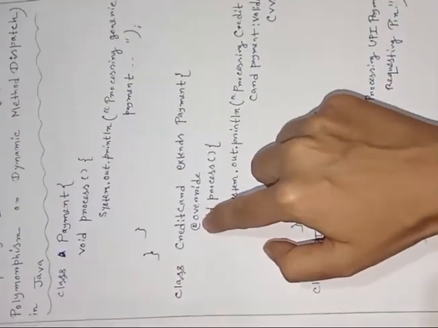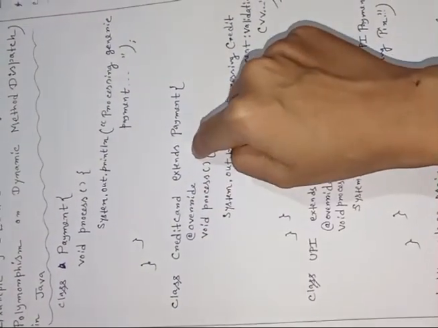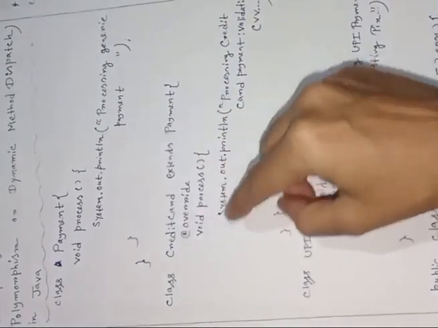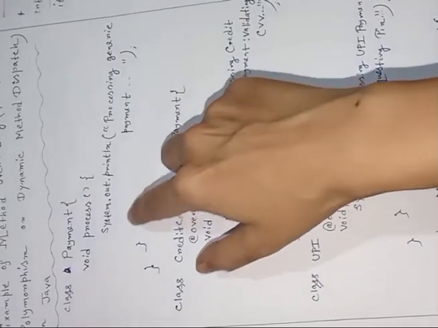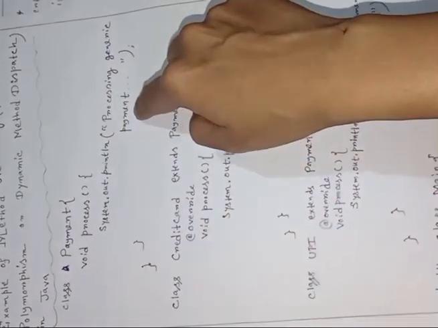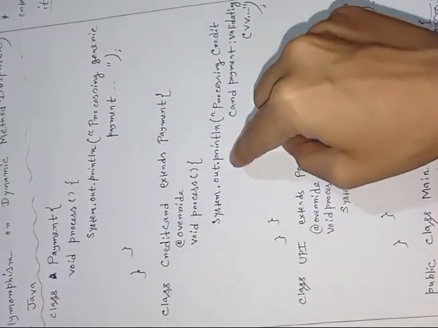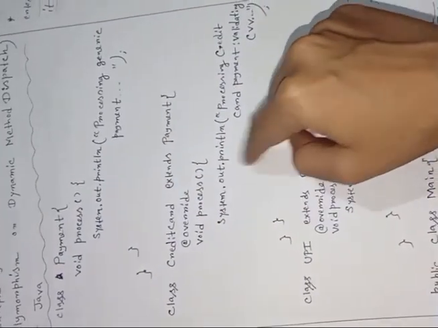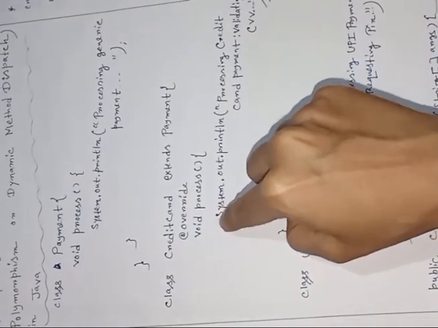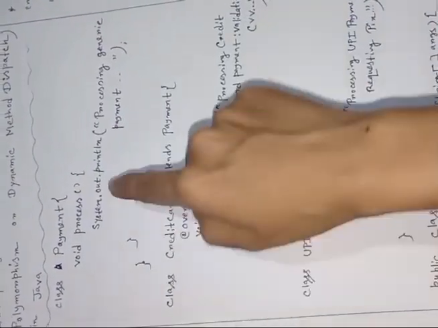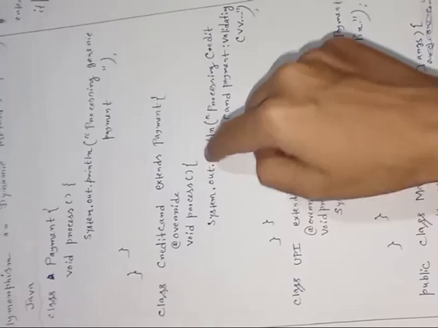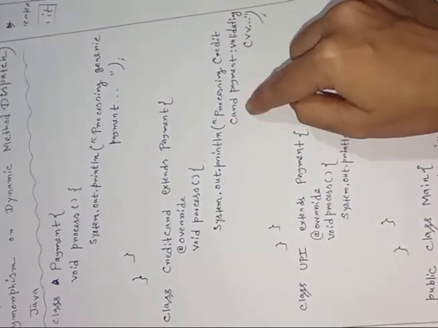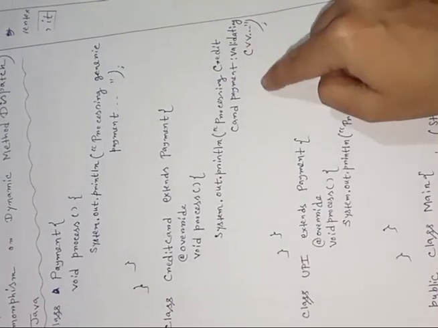Now I have used the @Override annotation. This @Override annotation tells the child class to ignore the actual System.out.println of the parent and to use its new System.out.println, and that's when method overriding is occurring. This child class also has the same method process, but the method is overridden by System.out.println processing credit card payment validating CVV.